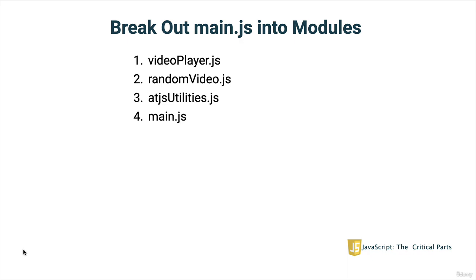And then finally, we're still going to have a little bit of code in main.js. Now, we'll deal with main.js after the exercise. So we'll do video player together. I'll have you do the next 2 by yourself, and then we'll go through them together, and at the end of that, we'll talk about main.js. So let's jump to Visual Studio Code and get started.